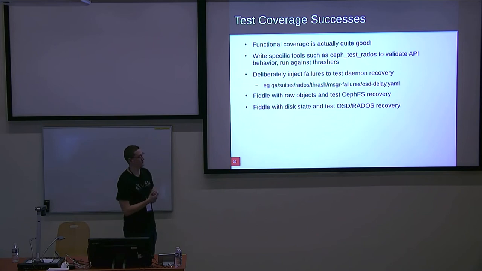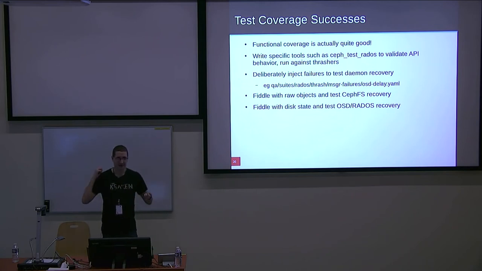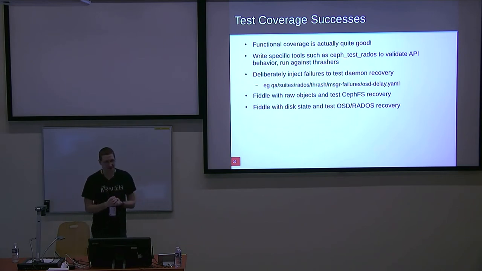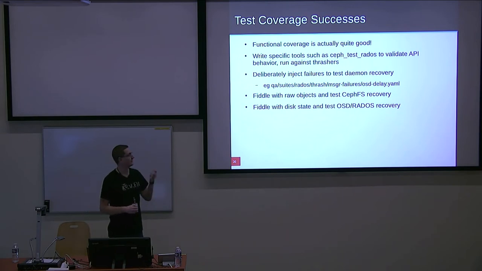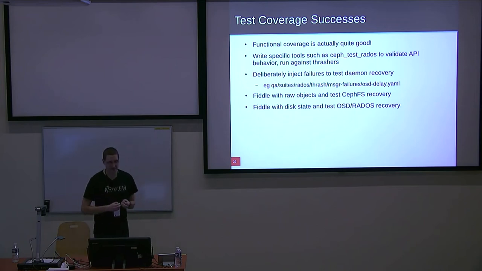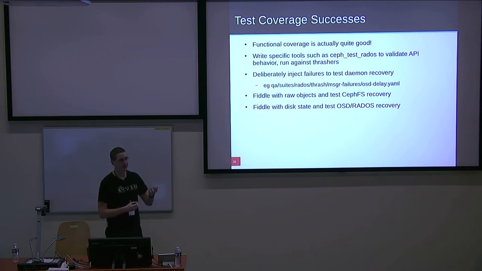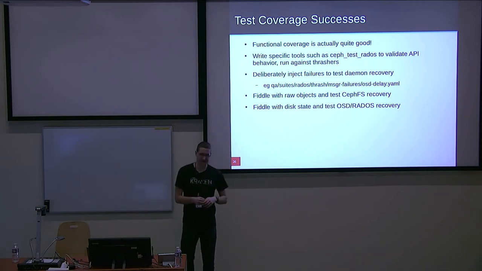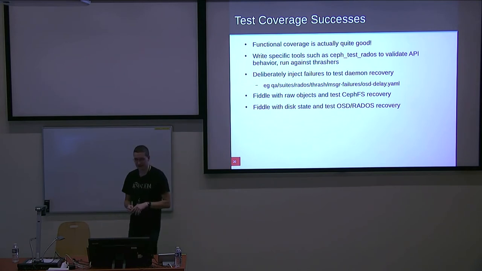The Ceph test Rados binary is a thing that generates random API calls and knows what results it should be getting based on what it's put in the past, and we run that against all the thrashers in the system and make sure that the client doesn't see different results depending on what failure modes happen, because that's one of Ceph's guarantees, that you don't see that. We deliberately inject failures to test daemons, like saying, hey, I want you to randomly fail to deliver one message out of 100 to the OSD in the messenger layer.